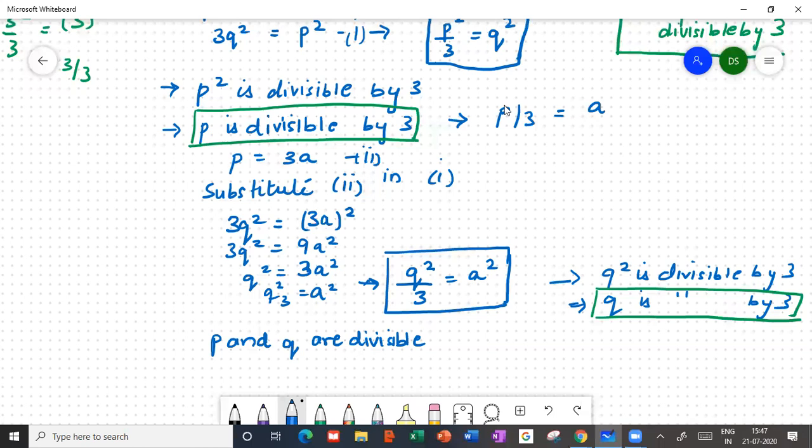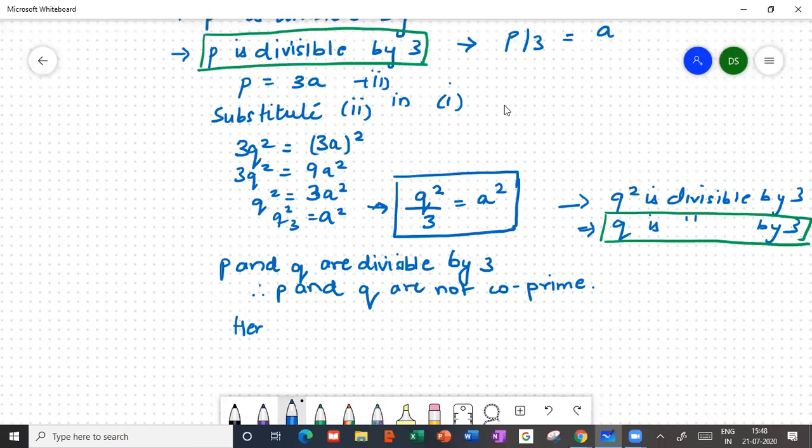P and Q are divisible by 3. So now if I'm saying they're divisible by 3, or 3 is a factor, that means P and Q are not coprime, isn't it? Yes, they are not coprime. So this states that P and Q are not coprime, hence our assumption is wrong.